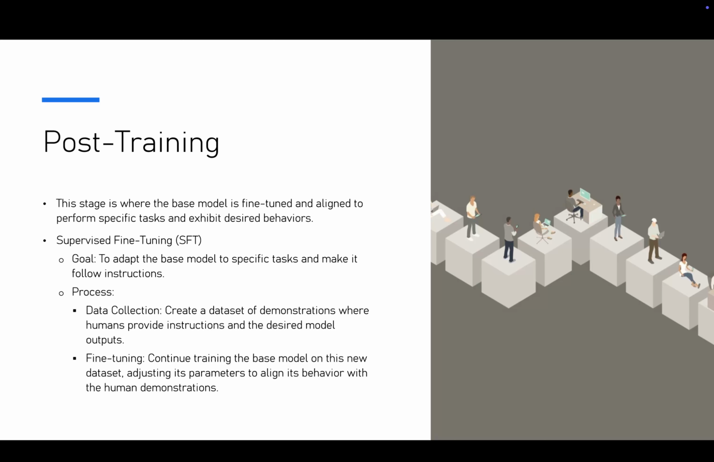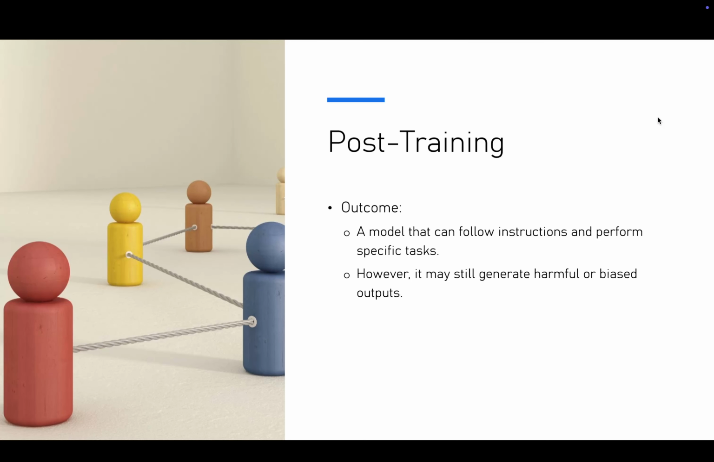Now, obviously, to do this, you have to do a lot of data collection where humans provide instructions and tell the model what the output should be. And fine-tuning essentially is continuing to train the base model on the new dataset and adjusting the parameters to align its behavior with the human demonstrations. And so, as an outcome, you get a model that can follow instructions and perform specific tasks. However, it can still generate harmful or biased outputs.